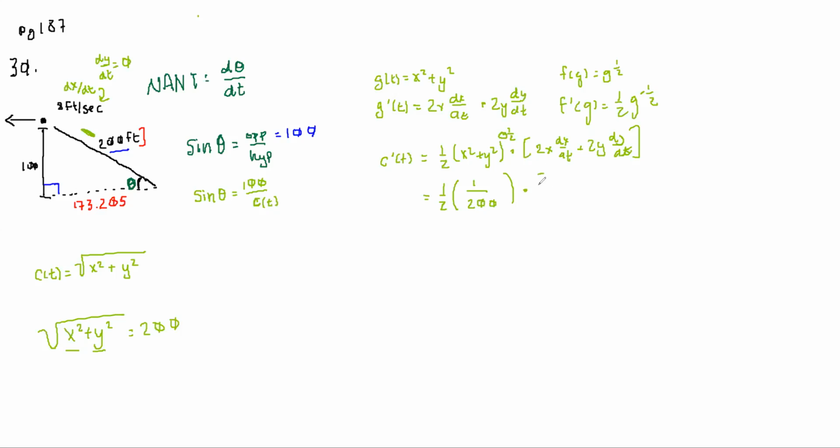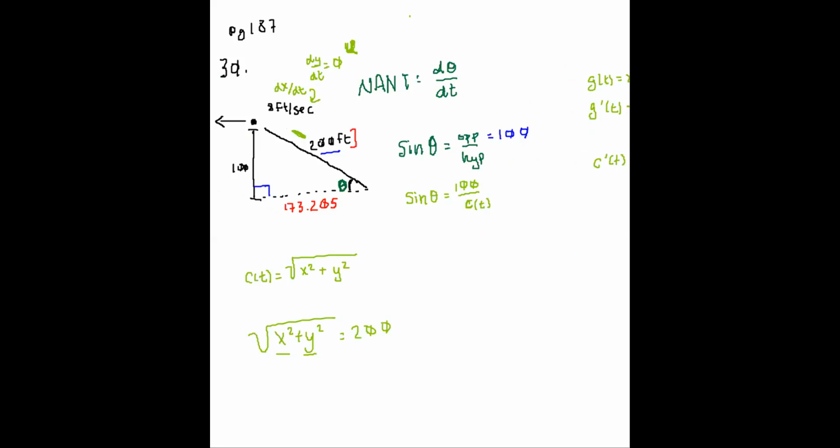Awesome. All right, so then this is going to be 2, and then x, which is 173.205, times 8 feet per second, plus 2y times 0. My y value, we've decided, is not going to be changing. We're still going to be 100 feet off the ground. So I'm just going to say plus 0. So this is going to simplify a little bit to 1/400 times 16 times 173.205. So we're going to figure out what that is.